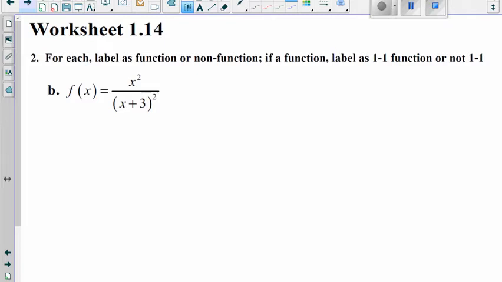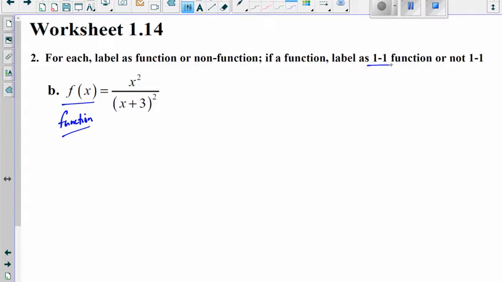Worksheet 114, let's see, I have 2b, number 4, number 10, and number 14 is what I'll do here. So 2b, this one is function or not, and one-to-one or not. Now, the obvious thing is this is called f of x, so it is a function. You only have to worry about that if it's not solved for f of x or solved for y. So this is a function. This is a rational function that we could graph with vertical and horizontal asymptotes and things like that.